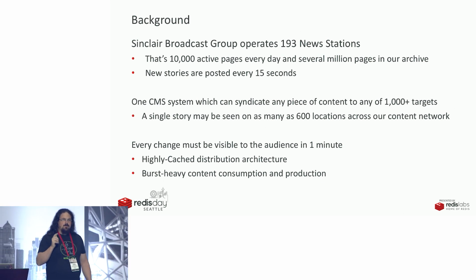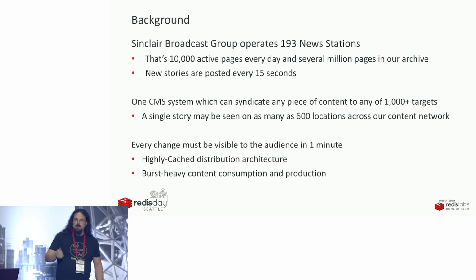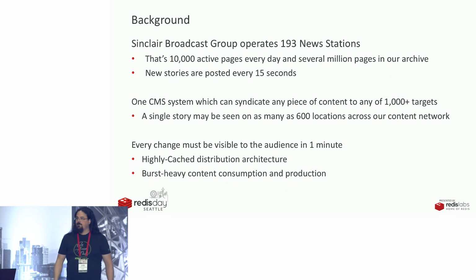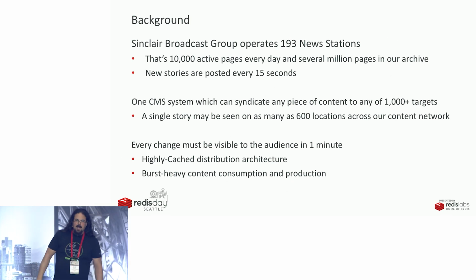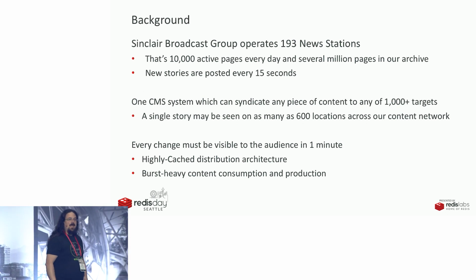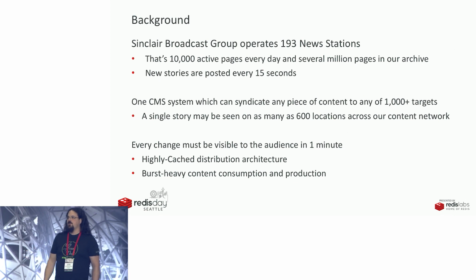Trouble is, we don't always know, or at least we didn't always know, when those publishes were failing. We stopped meeting that SLA, we stopped making money. So the question is, how do you monitor 17 million pages? How do you keep track of 600 possible updates for every single user action?